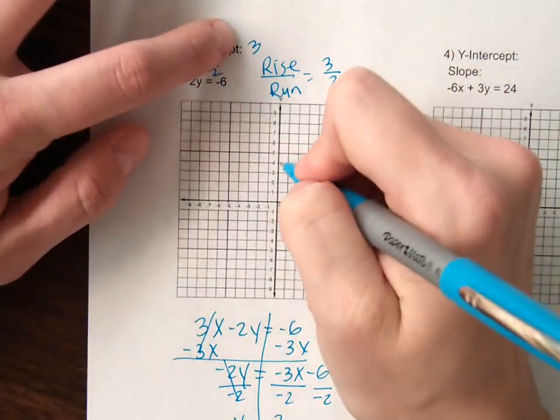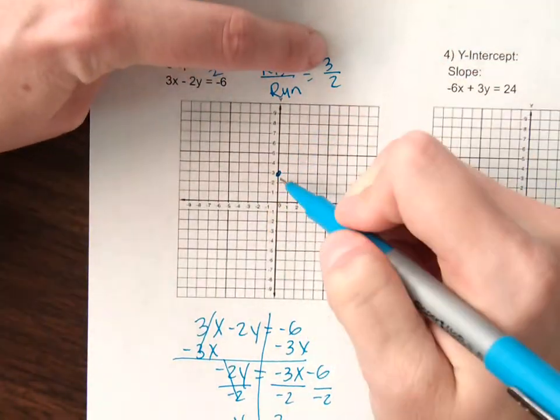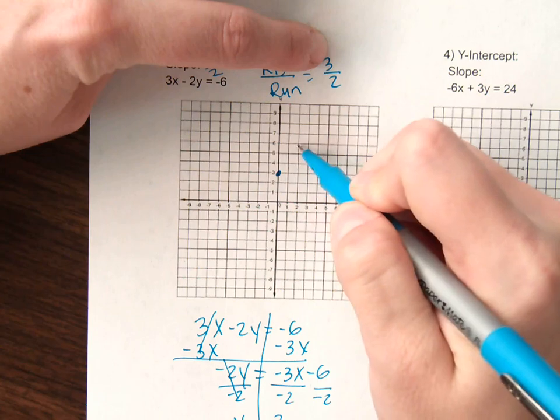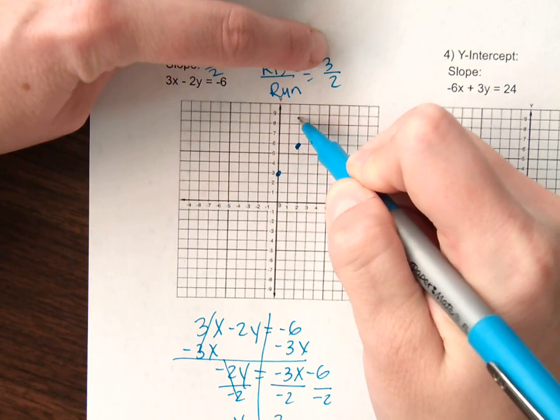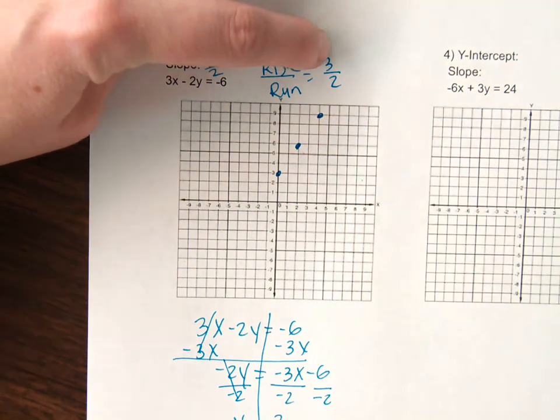So my y-intercept is +3. I'm going to rise 3, run 2. Rise 3, run 2.